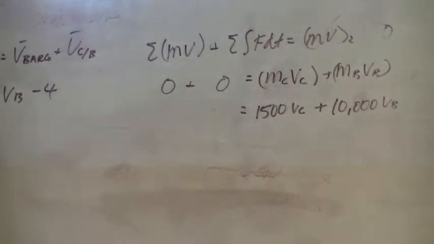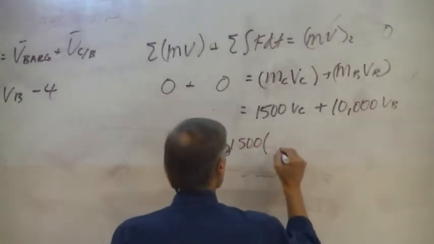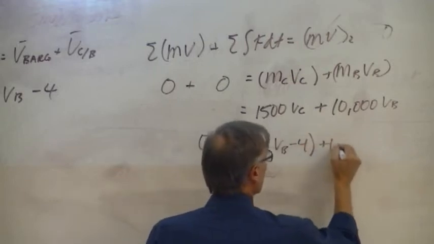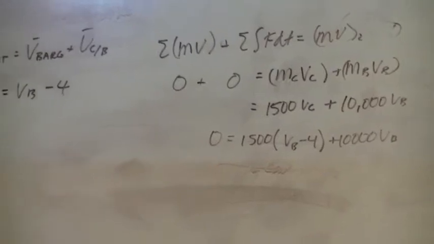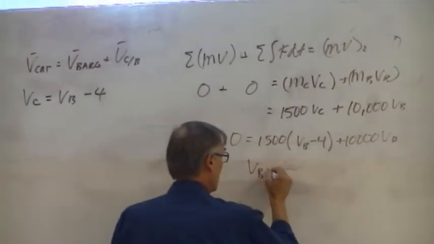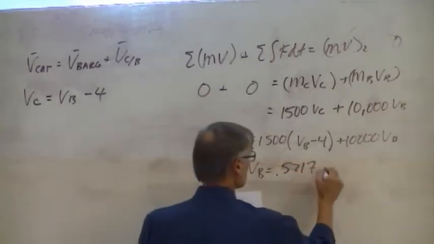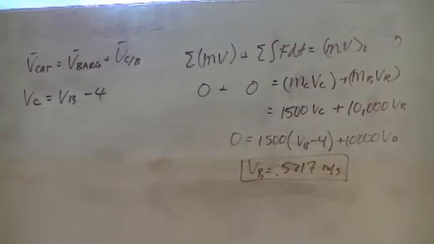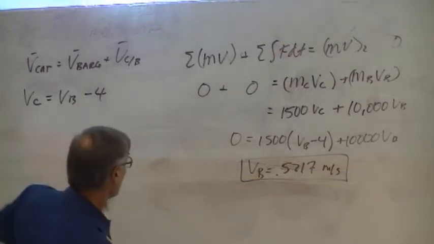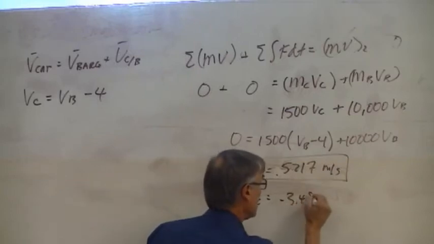And over here, I have an equation for the velocity of the car, so let's go ahead and just plug that in. 0 equals 1,500, sorry, times VB minus 4 plus 10,000 VB. And I can solve that for VB is equal to 5.5217. That would be in meters per second. Okay. We plug that into this equation, we can find out what the car is. Velocity of the car is equal to minus 3.48 in meters per second.